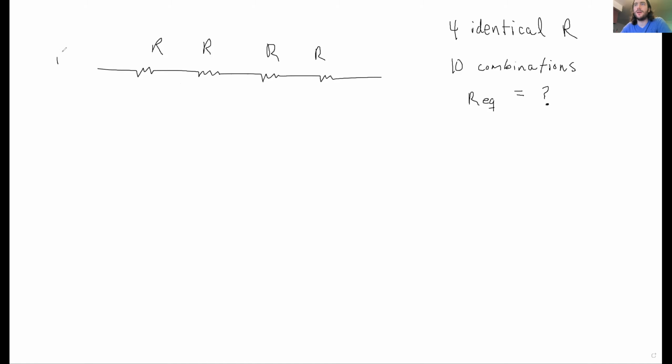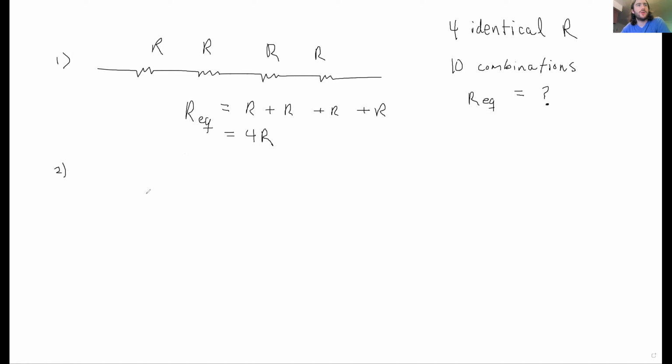So here's one configuration here, 4 in series. What's the equivalent resistance going to be in this case? For series resistors, REQ is equal to R1 plus R2 plus R3 plus R4. But we can just get rid of those subscripts. They're all identical resistors, right? So it's R plus R plus R plus R. So 4R. Follow me on that? Okay. What's the next easiest one?